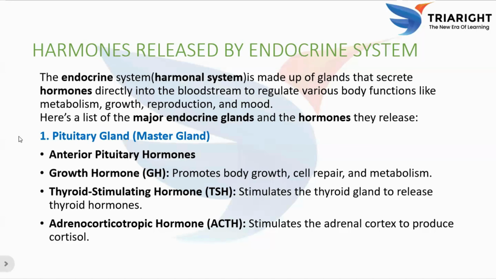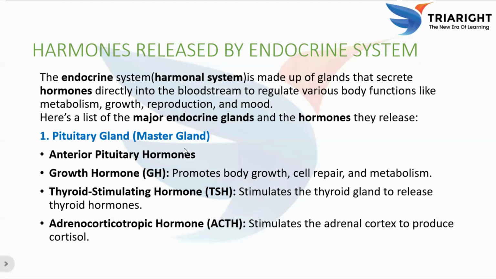Now let me discuss the pituitary gland. What hormones are produced by the anterior pituitary and also the posterior pituitary? You all know that the pituitary gland is a master gland because it controls all other endocrine glands like the thyroid, adrenal, and gonads like ovaries or testes. This pituitary gland has two parts, right? The anterior pituitary, the front part, and the posterior pituitary, the back part.